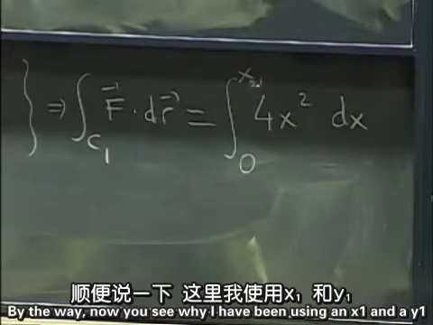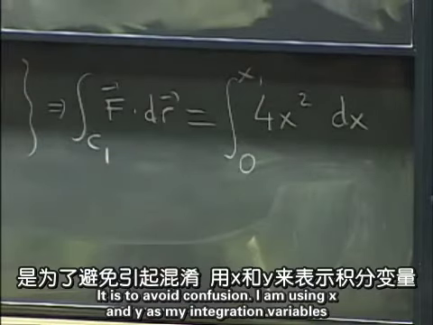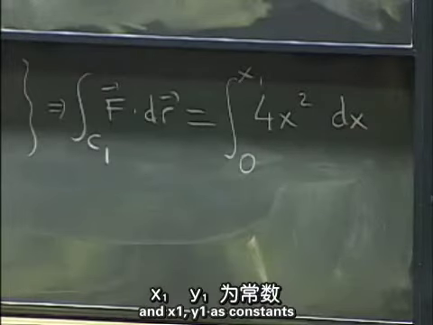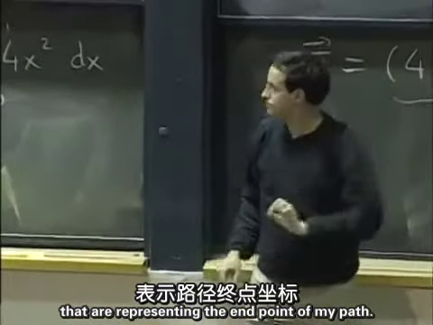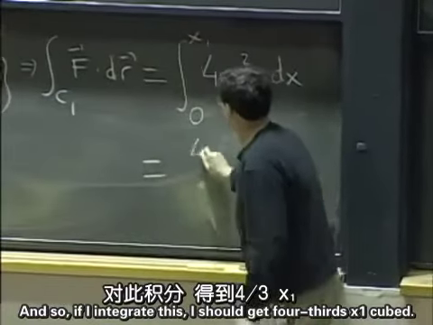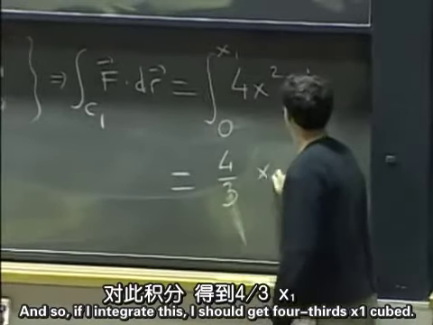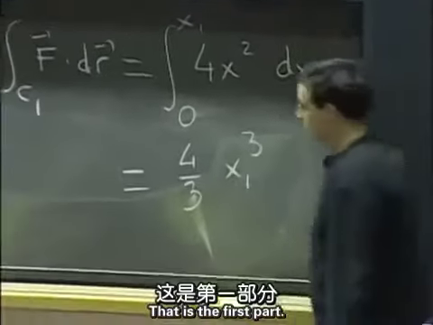By the way, now you see why I've been using x1 and y1 for my point and not just x and y. It's to avoid confusion. I'm using x and y as my integration variables and x1 and y1 as constants that are representing the endpoint of my path. Okay, and so if I integrate this, I should get 4/3 x1 cubed.